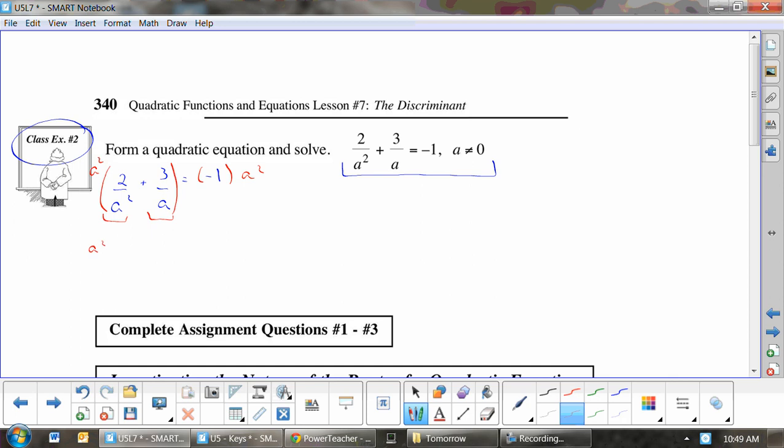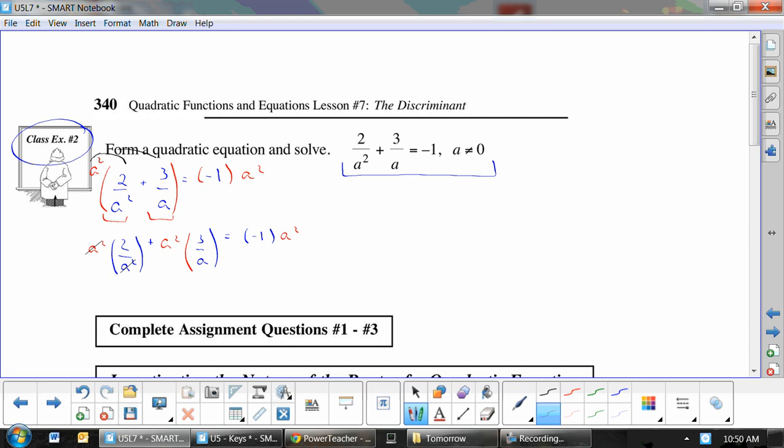That'll give us a squared multiplied by 2 over a squared plus a squared multiplied by 3 over a is equal to -1 times a squared. We know from way back that when we multiply something, we distribute it to everything inside. So that's why we get a squared times 2 over a squared plus a squared times 3 over a. If we're multiplying a squared by 2 over a squared, the a squareds cancel out.